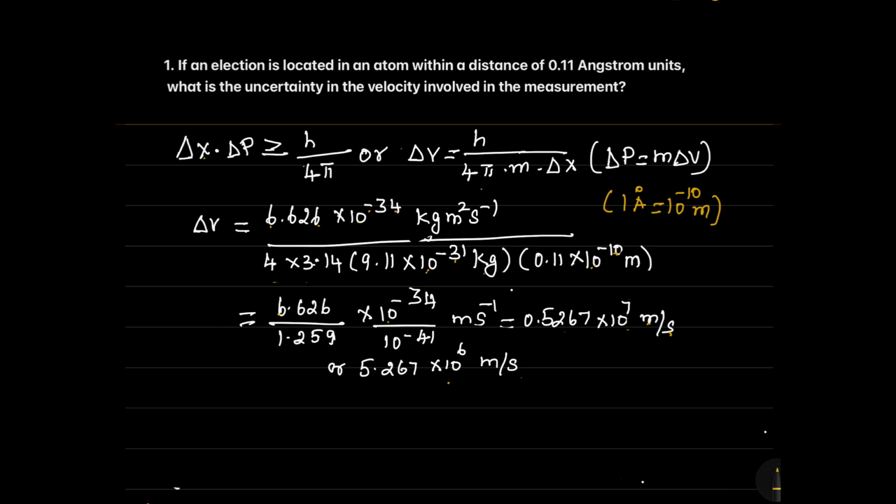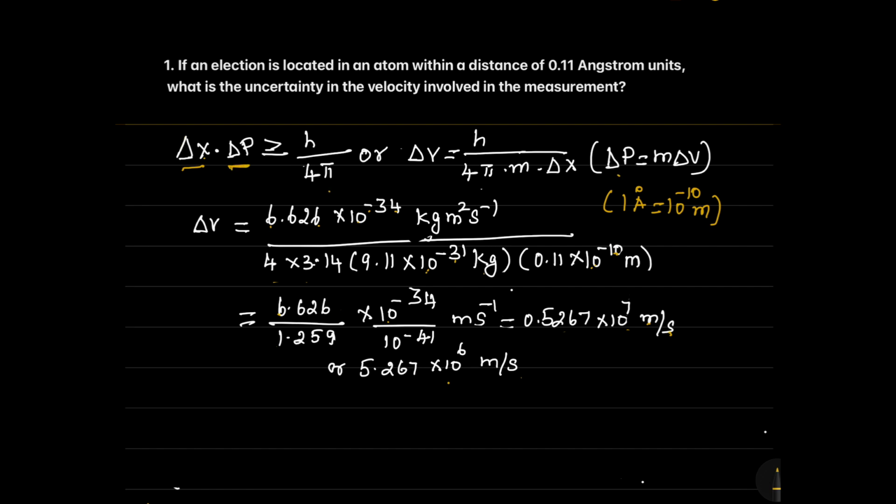First problem. If an electron is located in an atom within a distance of 0.11 Angstrom units, what is the uncertainty in the velocity involved in the measurement? Heisenberg's equation is delta x, the uncertainty in position, into delta p, the uncertainty in momentum, is either equal to or greater than h by 4 pi.